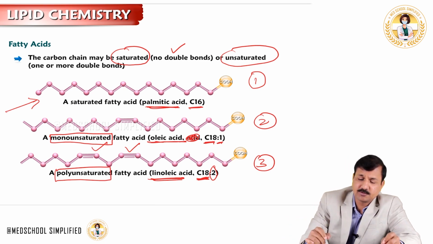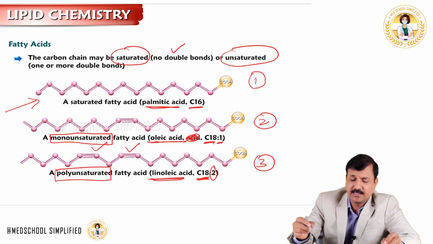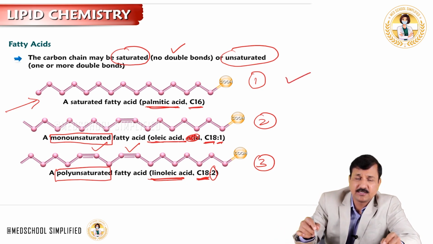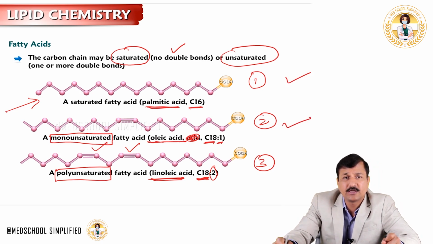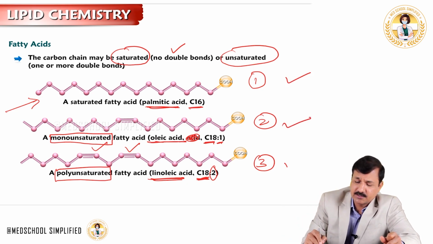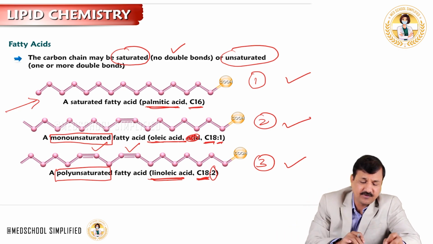So that means based on the number of double bonds that are present in a fatty acid, if there is no double bond, you call it a saturated fatty acid. If there is one double bond, you call it a monounsaturated fatty acid. If there is more than one double bond, you call it a polyunsaturated fatty acid.